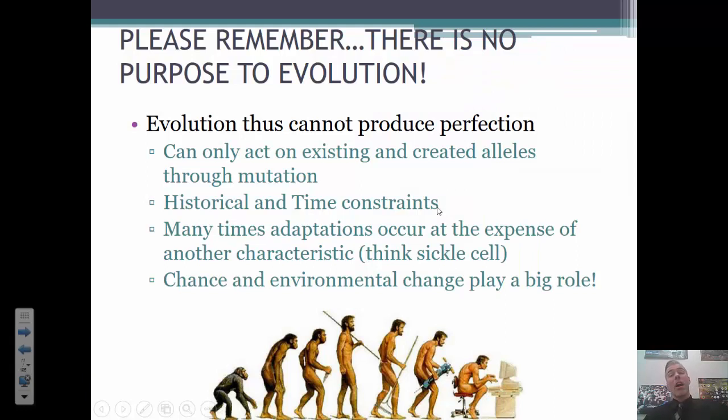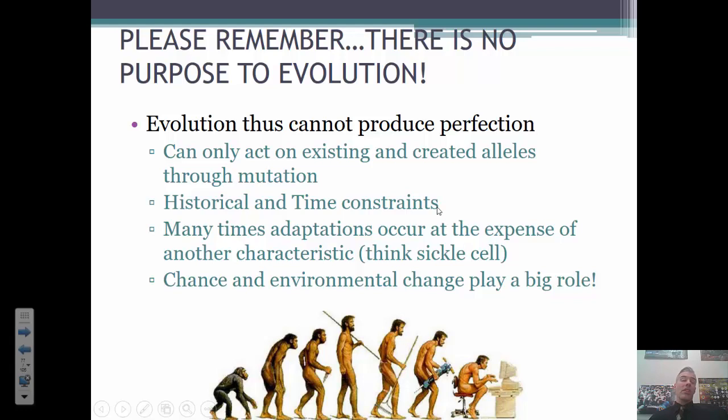The last thing I want to talk about in terms of microevolution and evolution in general: there is no purpose to evolution, in terms of the way we think about it scientifically. We're not driving towards perfection. We're not driving towards anything. It's just differential survival and reproduction. What is beneficial today may not be beneficial tomorrow because of the constant changes in environmental conditions.